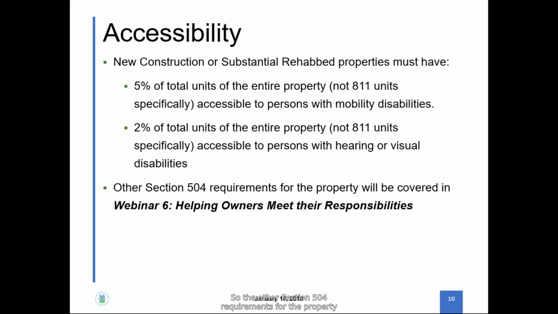So other Section 504 requirements for the property will be covered in a future webinar, Webinar 6, Helping Owners Meet Their Responsibilities.